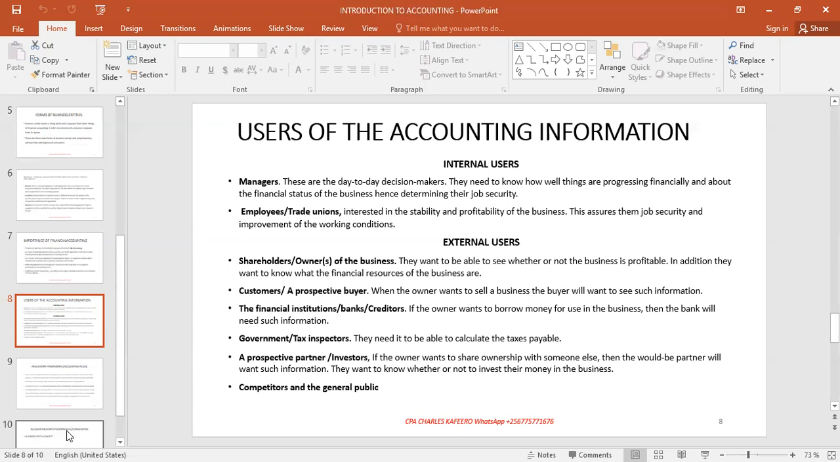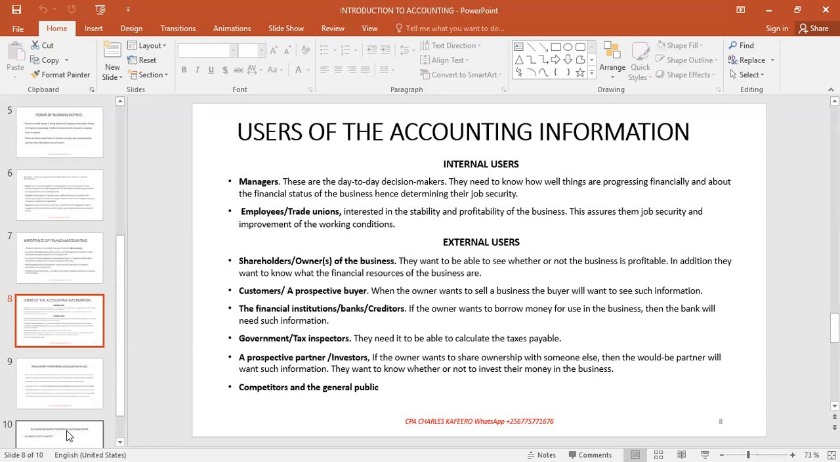or not. Then the other thing, we can talk about the government or the tax inspectors. For them, what they really want to find out is, is the company making a good profit so that it can give us our taxes? If it can pay its tax liability or obligation in time.